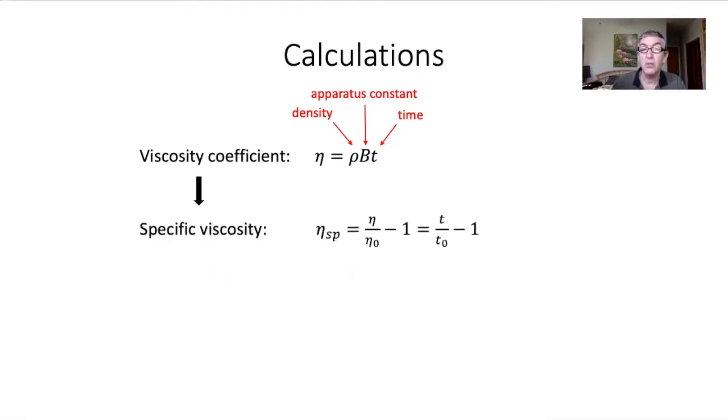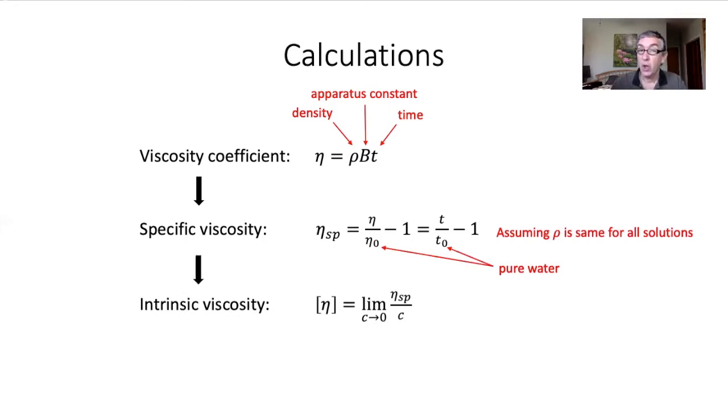And first, we define a new quantity called the specific viscosity, that's this eta subscript sp, as a ratio minus 1. And the ratio is of the viscosity coefficient of the solution to the viscosity coefficient of pure solvent, in this case, water. Now you can see that several things will cancel in the ratio. The density and the apparatus constant will cancel, and you'll be left with this ratio simply of times. Incidentally, you'll notice that we're assuming that the density is the same for all solutions and for pure solvent. This won't be strictly true, but it's certainly good enough for our measurements and calculations.